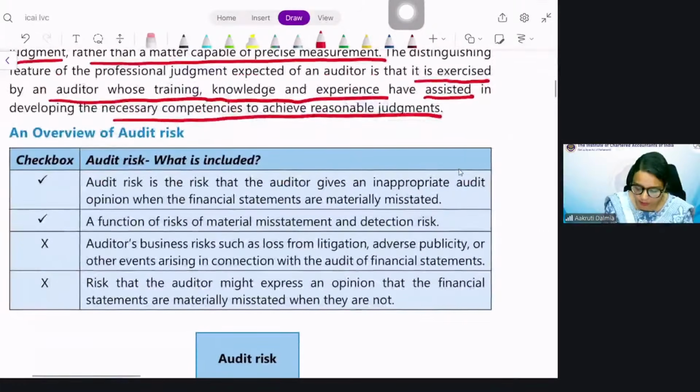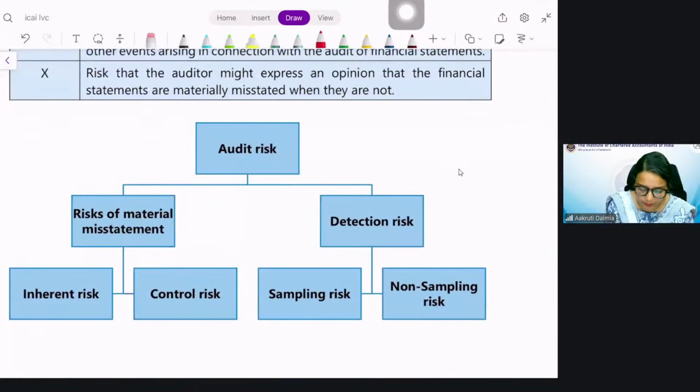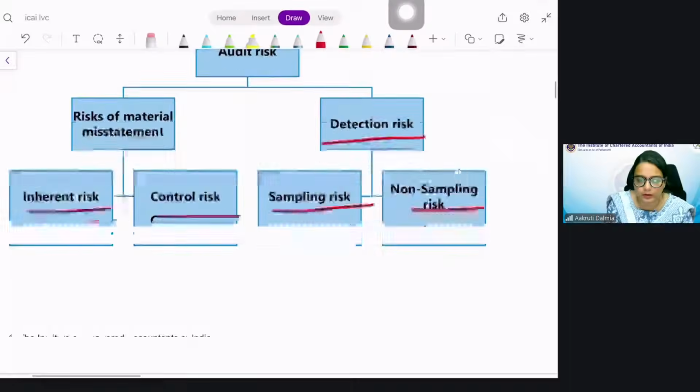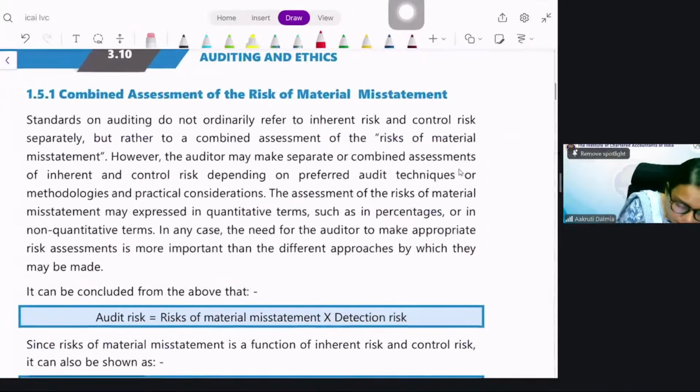This is just repetition. We have already finished this. This also we have finished. Audit risk is risk of material misstatement, inherent risk, control risk, detection risk, sampling risk, not sampling risk. Finished. Now this also we have finished.